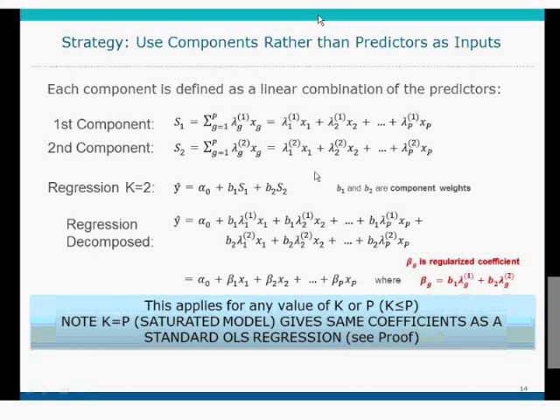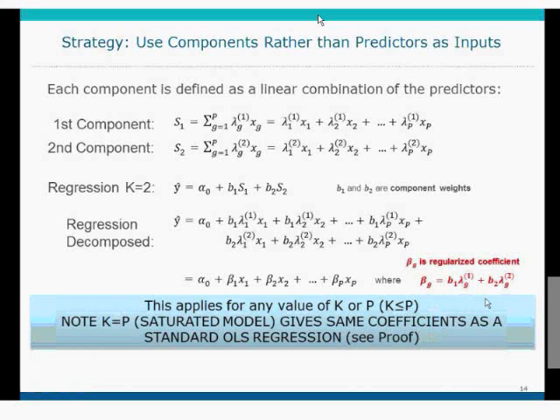Now, in the case of K less than P, then we're imposing some regularization. The lower the value of K, the more regularization we're imposing. So we could have a 5-component model, which imposes a little bit of regularization on the 6 predictors. Or we could have 4 components, 3 components, 2 components, or 1 component, with 1 component imposing the most regularization.